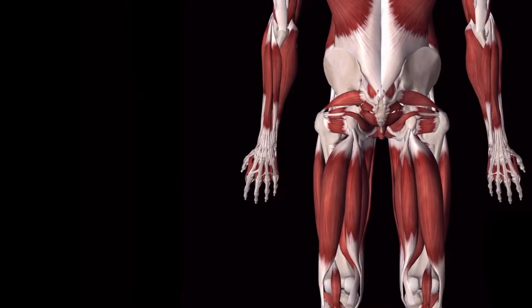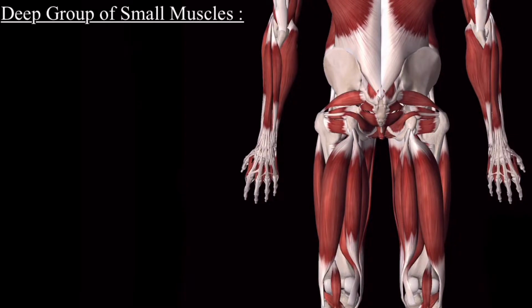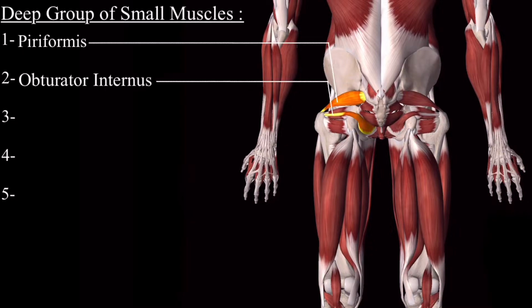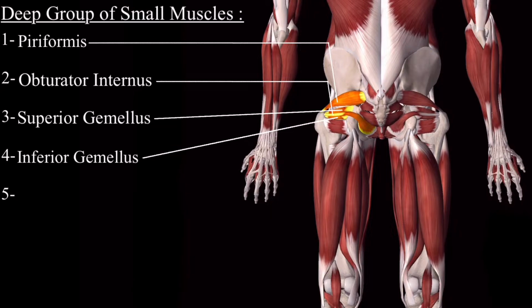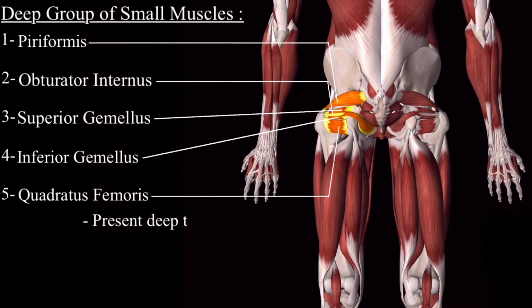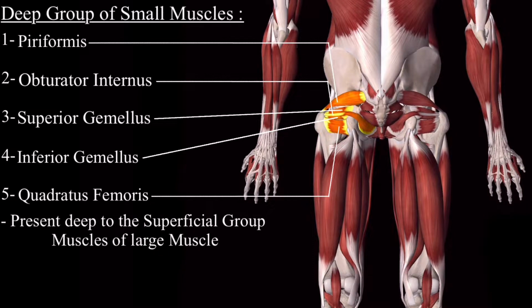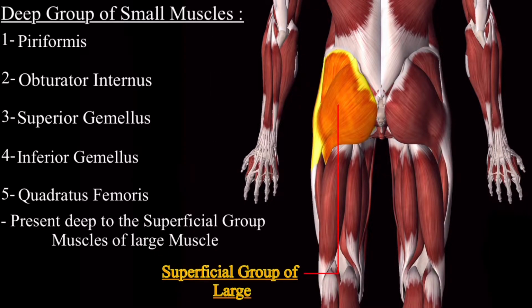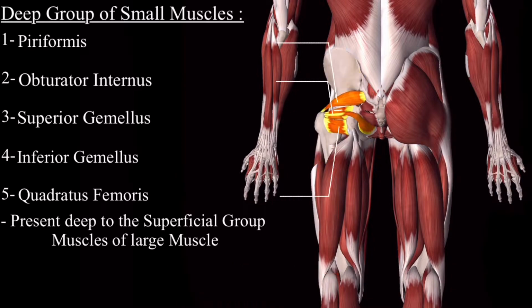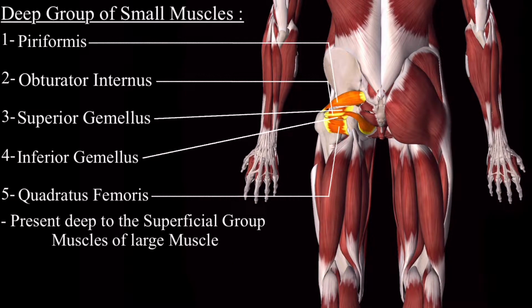The deep group of small muscles of the gluteal region include 5 muscles: Piriformis Muscle, Obturator Internus Muscle, Superior Gemellus Muscle, Inferior Gemellus Muscle, and Quadratus Femoris Muscle. These muscles are present deep to the superficial group of large muscles. If I remove these superficial group of large muscles, then here is the deep group of small muscles.